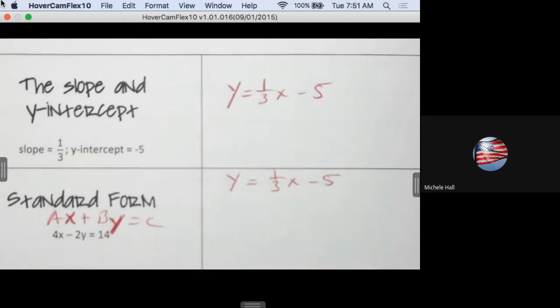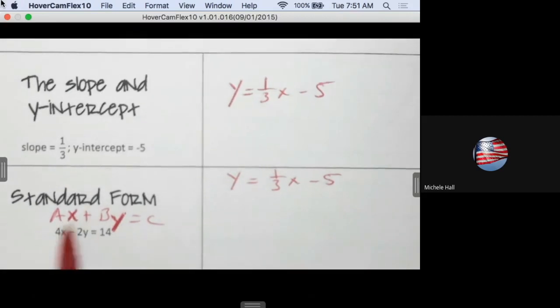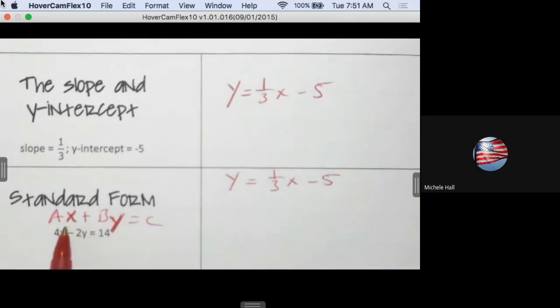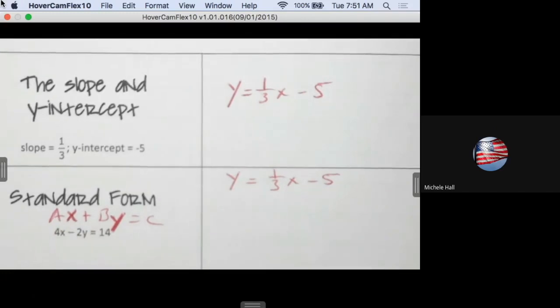X and Y are there. What about the position that they're in? Are they in a good position? Elizabeth, what's wrong with the position of the X and the Y? They're not on the same side. So that's the first thing you need to notice. Now the next thing is about the X term. We need to remember what it can be and what it can't be. It can't be a negative.